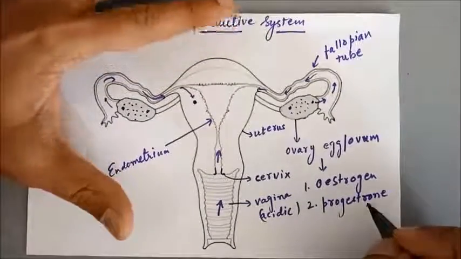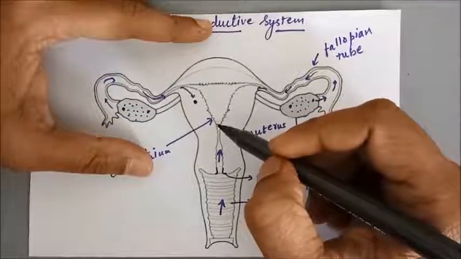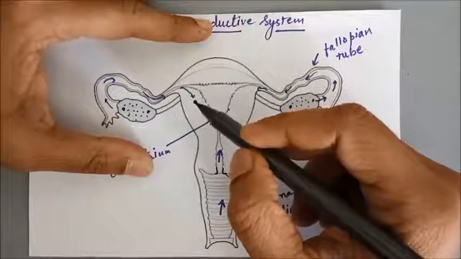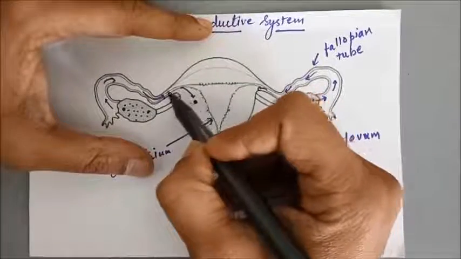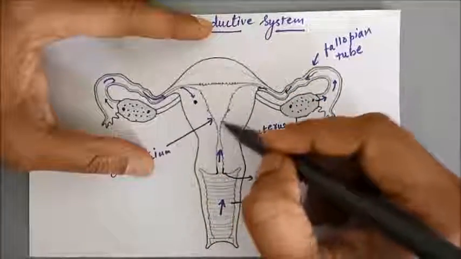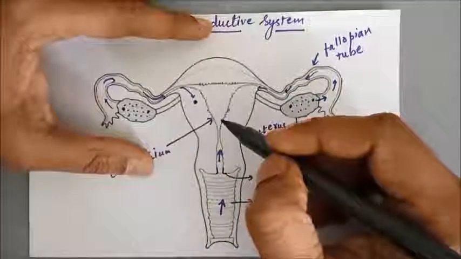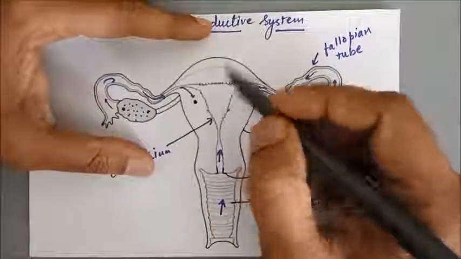This progesterone has a very vital role during pregnancy. So fertilization takes place somewhere over here, at almost the end of the fallopian tube, and then the progesterone hormone is released, and it prepares this uterus for the pregnancy.